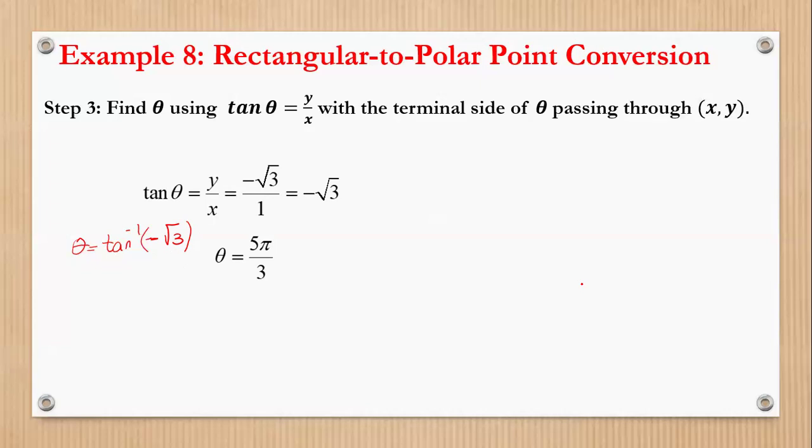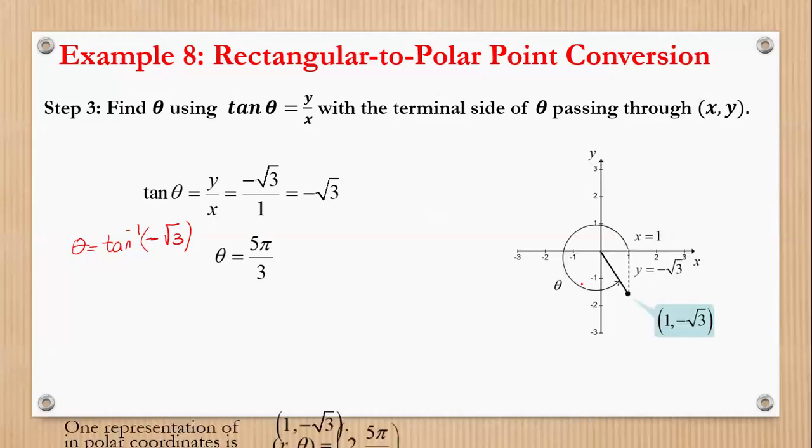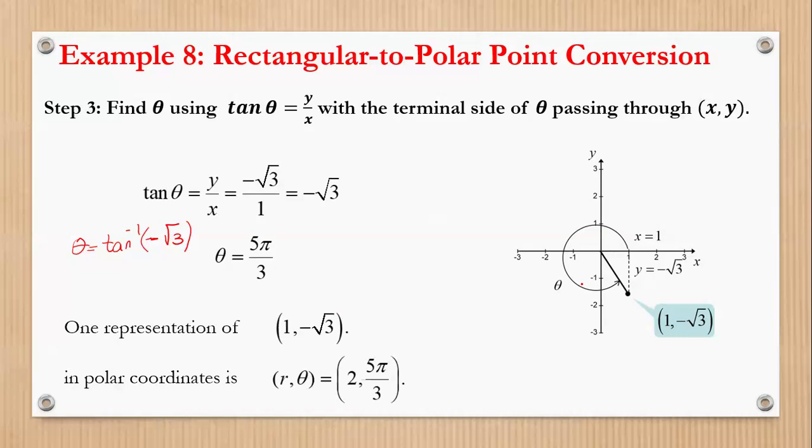Now, after finding r and theta, we can rewrite the point as 2 and 5 pi over 3, which is the polar coordinate of that point.